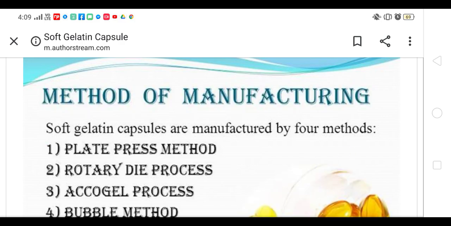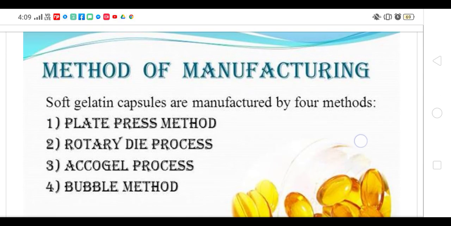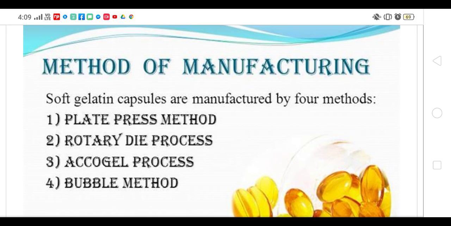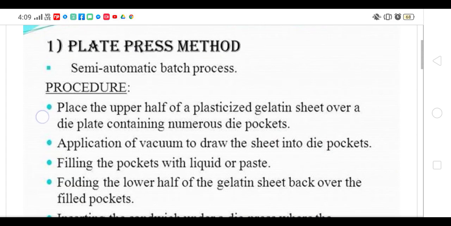Okay, now the next is the method of manufacturing, very important. Soft gelatin capsules are manufactured by four methods: plate process, rotary die, Accogel and bubble method. Amongst these, the very important one is rotary die. It is very important for exams as well as from an industrial point of view. The rotary die is successfully used. Start with the first, the plate process.